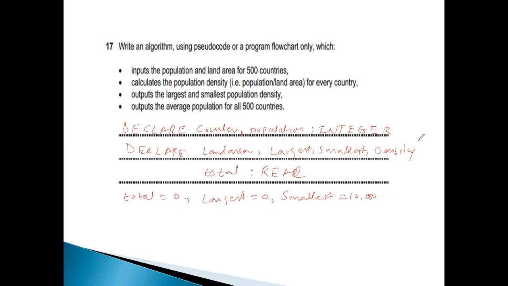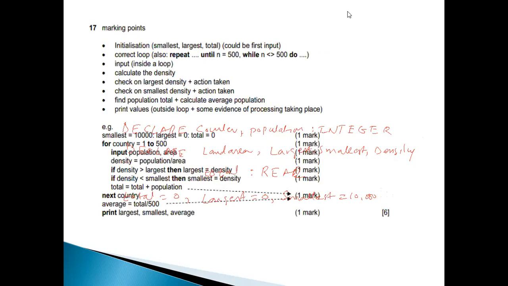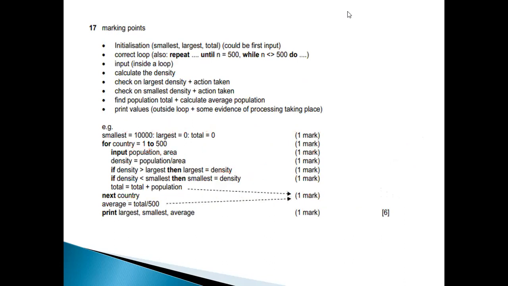Okay, now next slide. Wait a second. These things you have done: smallest 10,000, largest zero, total zero. We did these in the last slide. Now you will write the loop for the country; we have used count. Counter or count, both are right. After the loop, you will input, or you can write the read command, to take population and area. These two values, you have done that.